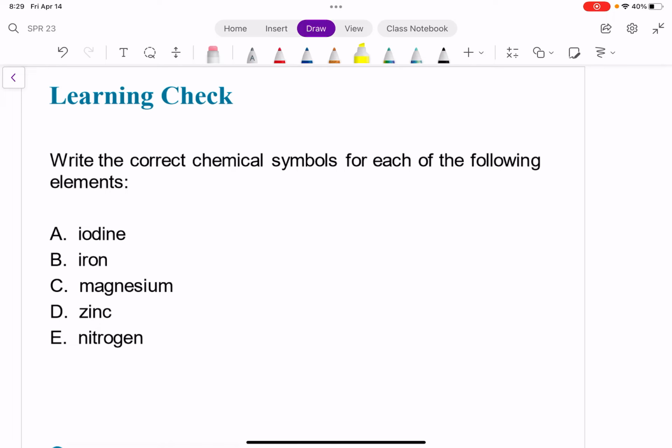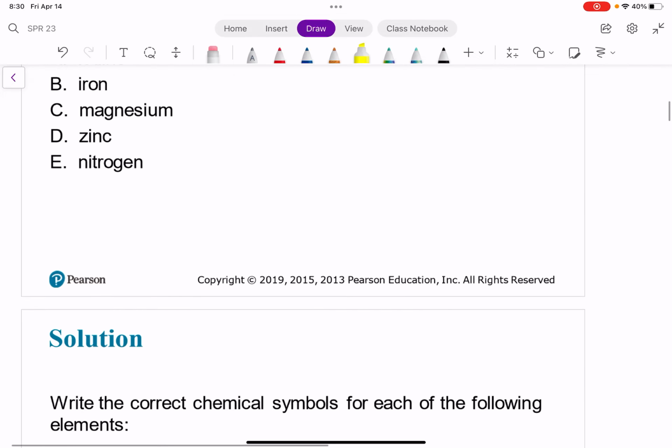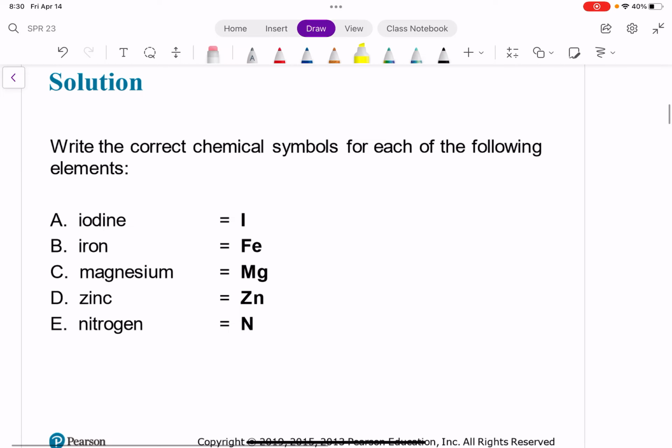Okay, go ahead and pause the video and try out this learning check. You're going to write the correct chemical symbols for each of the following elements. All right, so check your work. I'm not going to go through each one, but just pay attention to capital versus lowercase, right? Did I write iodine with a capital I? Did I write Fe with a capital E at the end? That wouldn't be good, right?